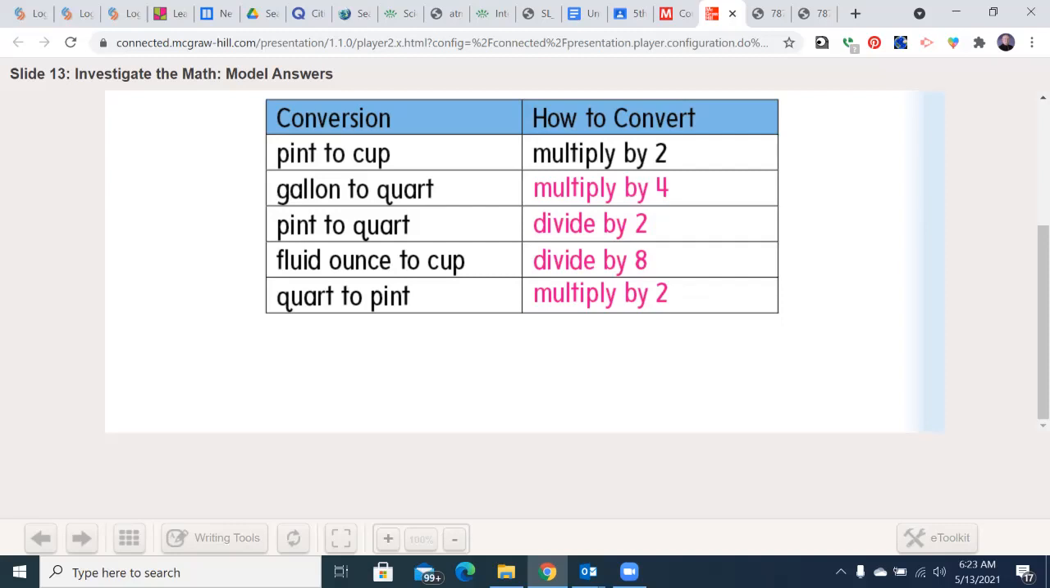Quart to pint, I'm going to multiply by 2 because there are 2 pints in a quart.